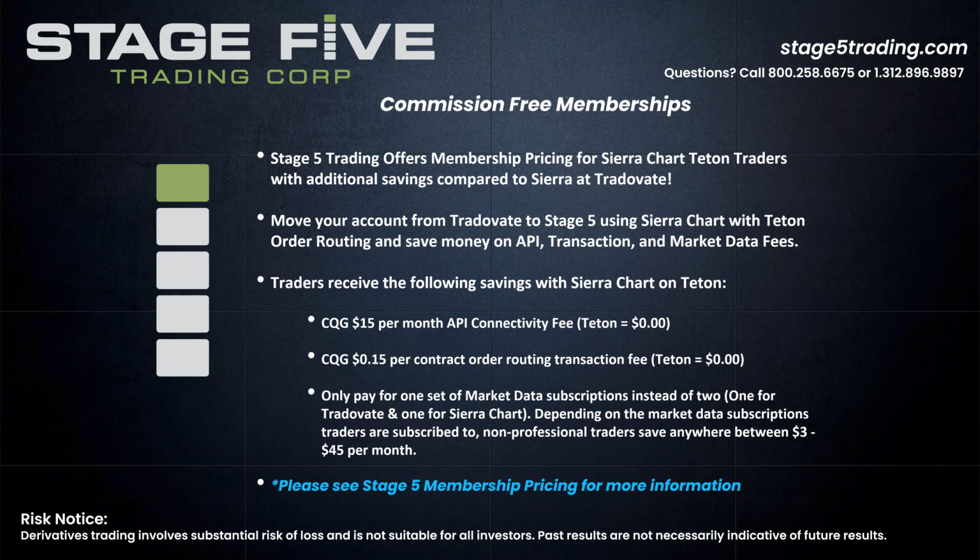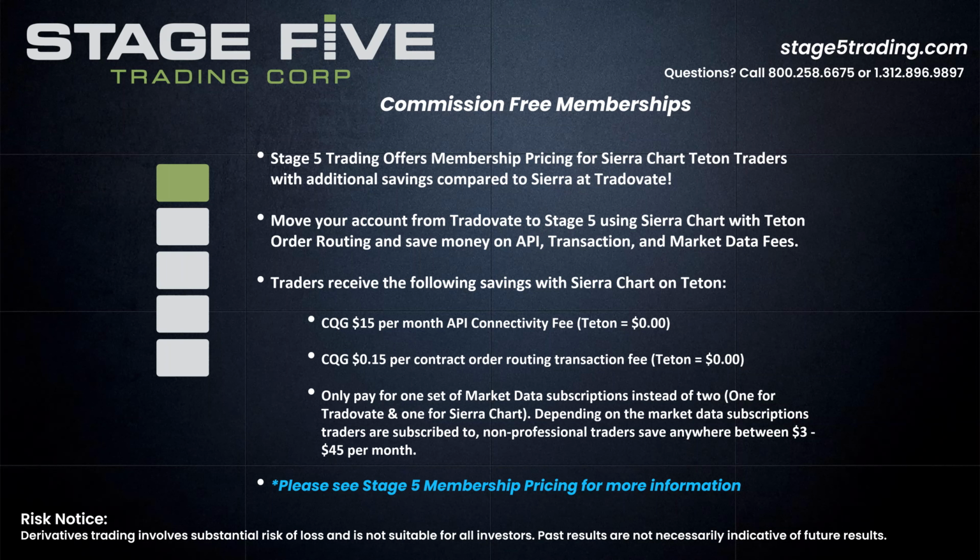Why is that? Well, because on Tradovate, from everything I understand, you'll be paying for one set of market data with your Tradovate account. And then to connect Sierra Chart, you would add a CQG connection, which costs an additional $15 a month. So these are all costs on top of the pricing that Stage 5 will match of Tradovate's. So if you stay with Tradovate with Sierra, you're going to be paying these additional things.